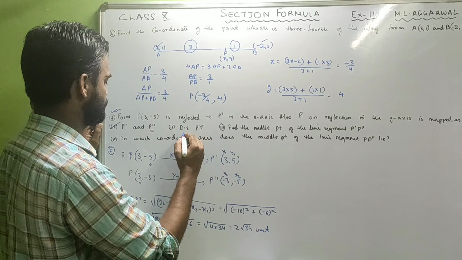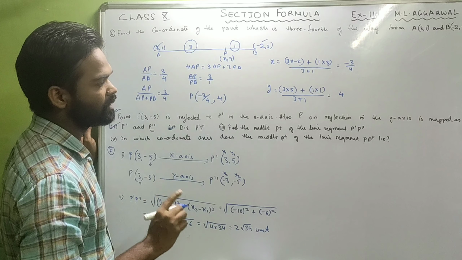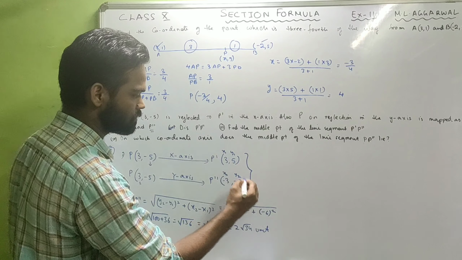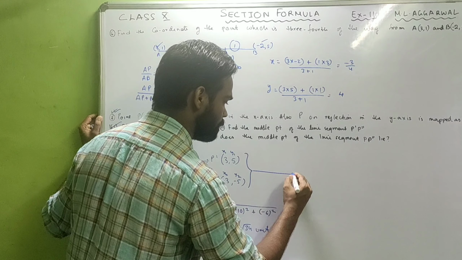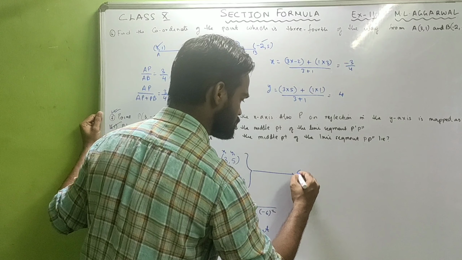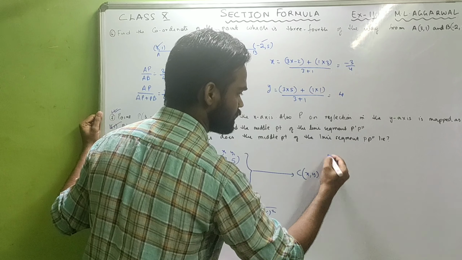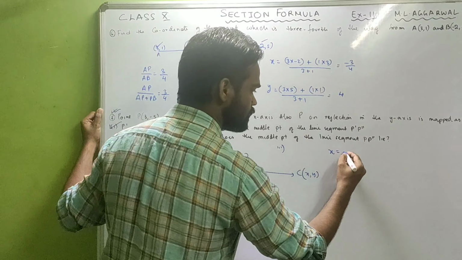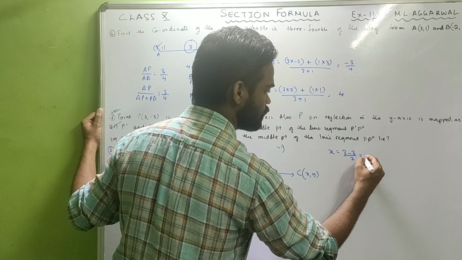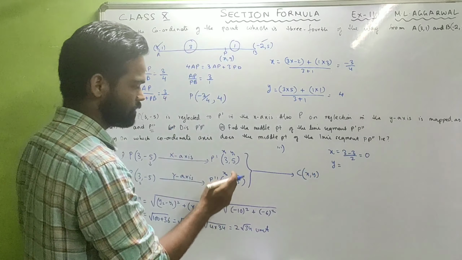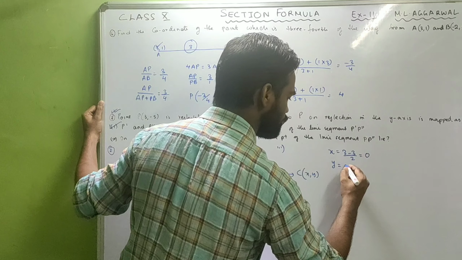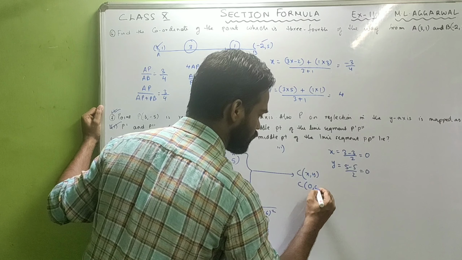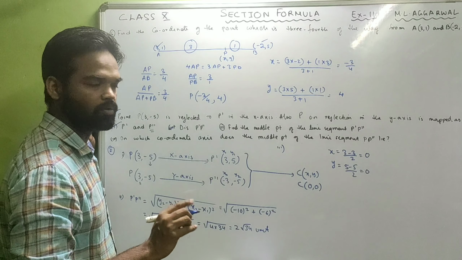That's the distance formula. Next, find the middle point of the line segment P dash P double dash. We need to find the midpoint. Suppose C is the midpoint, x, y. Then we know x is what? x1 plus x2 by 2, which means 3 minus 3 by 2, which is 0. And what will be y? y1 plus y2 by 2, which means 5 minus 5 by 2, which is 0, which means C is nothing but 0 comma 0, which is the origin in a coordinate plane. Done.